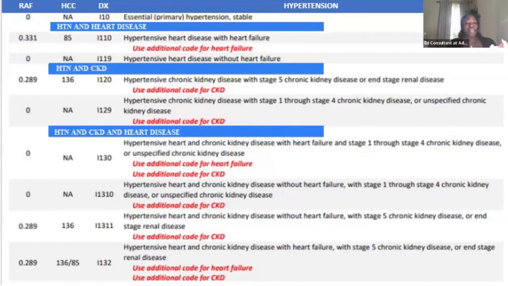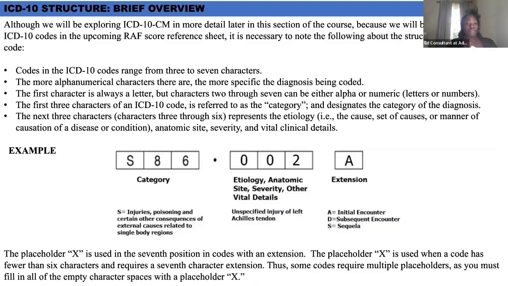We're also going to be looking at the RAF score, HCCs, and diagnosis codes. So we'll be looking at the diagnosis codes and the tables. These are exactly the tables you'd be provided in the course. You would use this to guide you in the program design and the exercises that you will be using to calculate the RAF score. Again, we'll be looking at ICD 10 structure and the actual code breakdown.